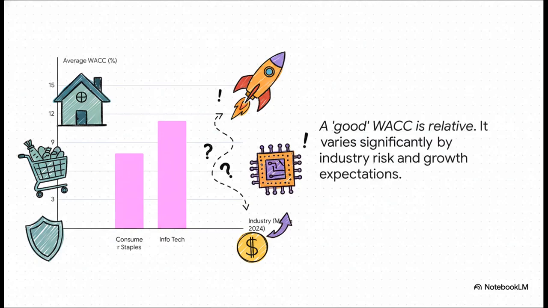And here's a key takeaway. There's no such thing as a universally good WACC. It's all about context. Just look at this chart. A stable consumer staples company, selling toothpaste and soda, might have a WACC around 8%. But a riskier, high-growth tech company could have a WACC over 11%. Why? Because investors demand a higher return for taking on more risk.